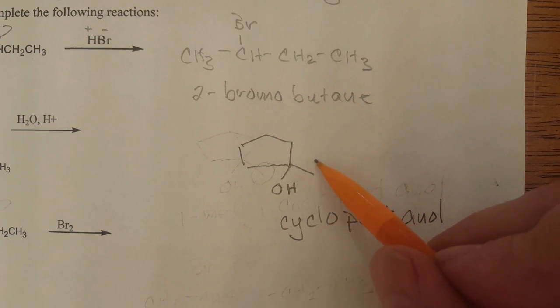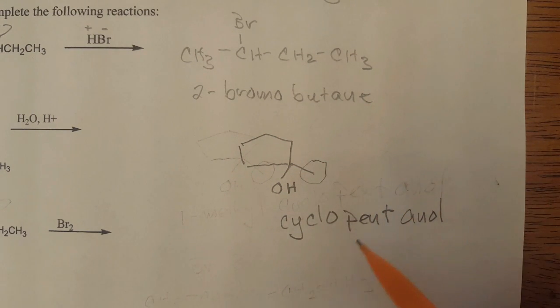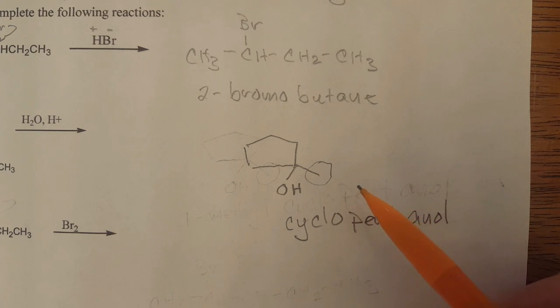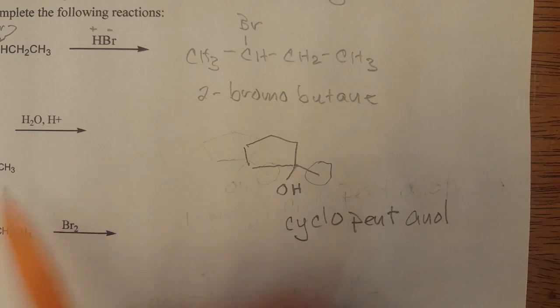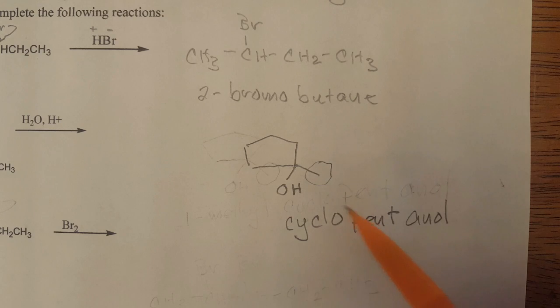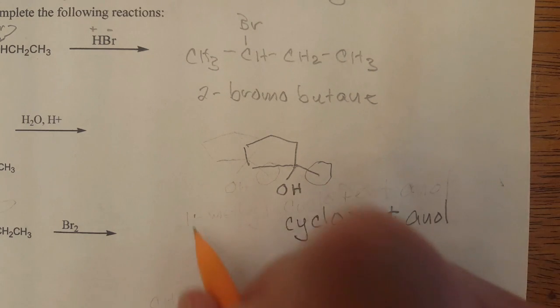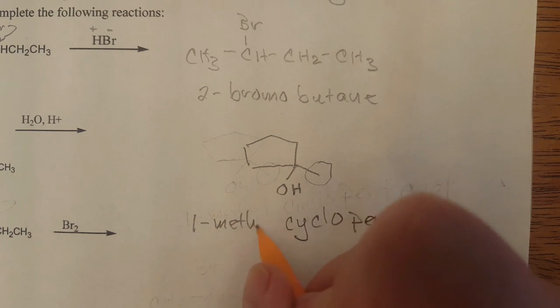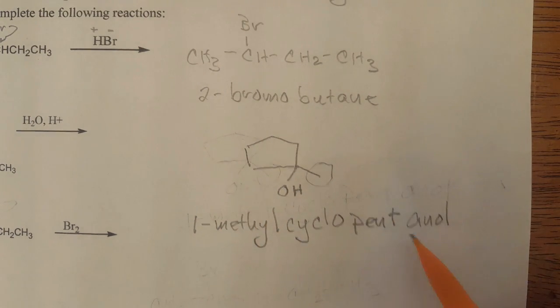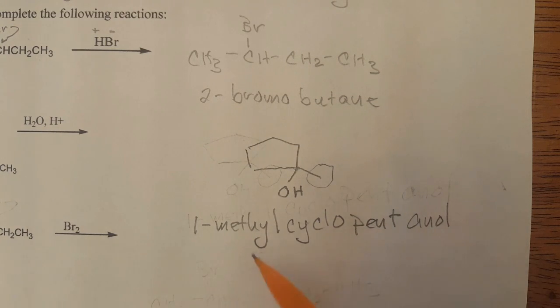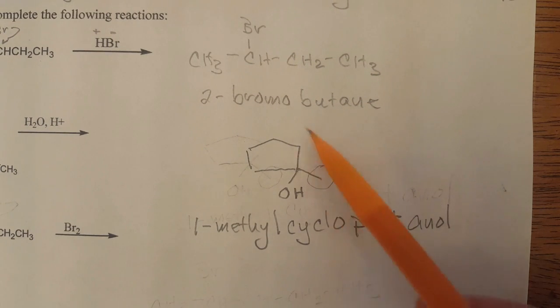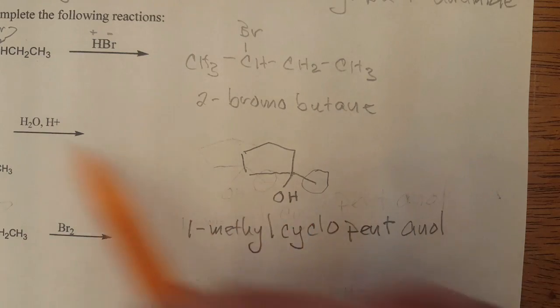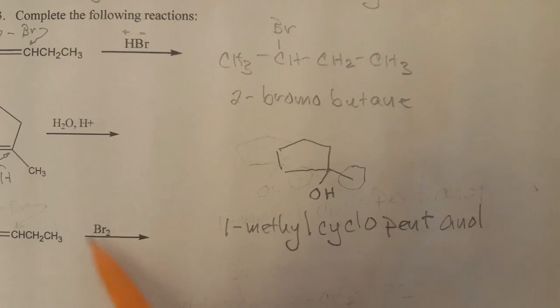Now, we have a substituent group that we have to name, and it is a methyl group. And it is also bonded to carbon number 1. So this is 1-methylcyclopentanol. 1-methylcyclopentanol is the product of this reaction. Okay, let's do this guy.